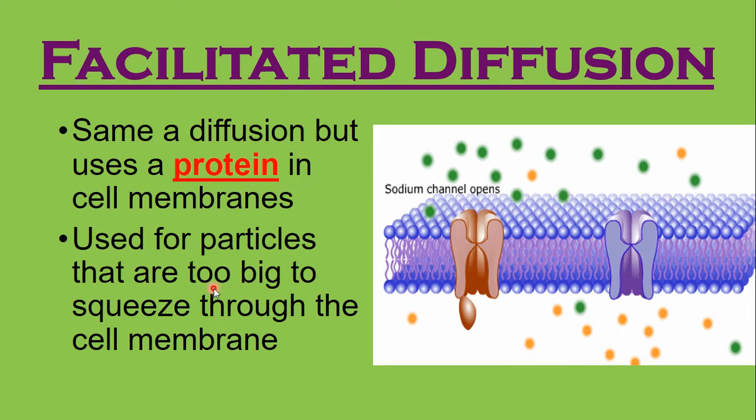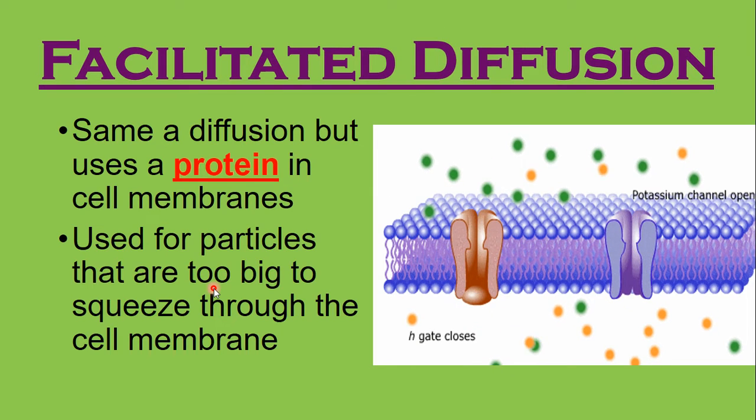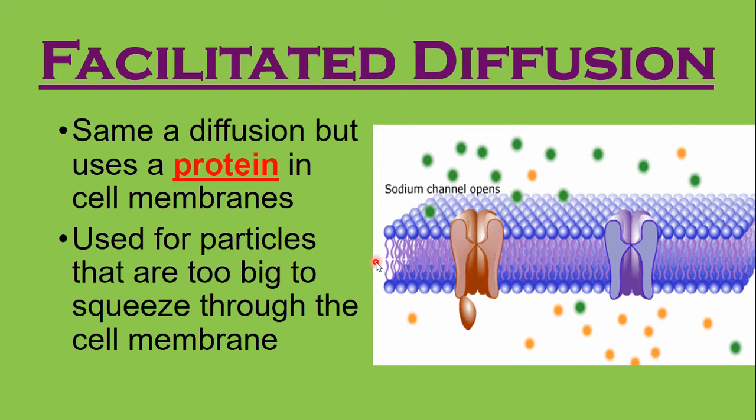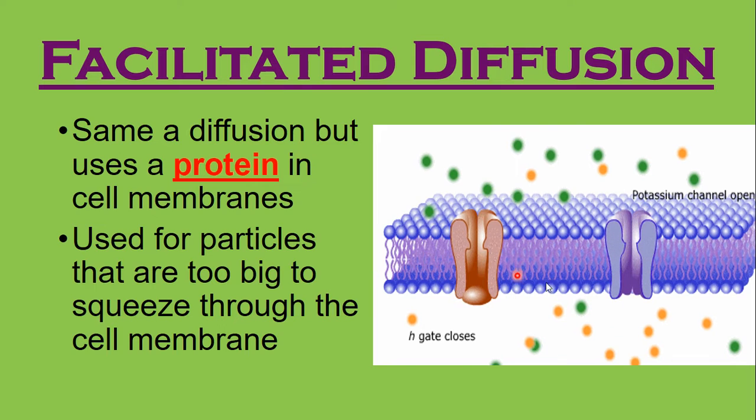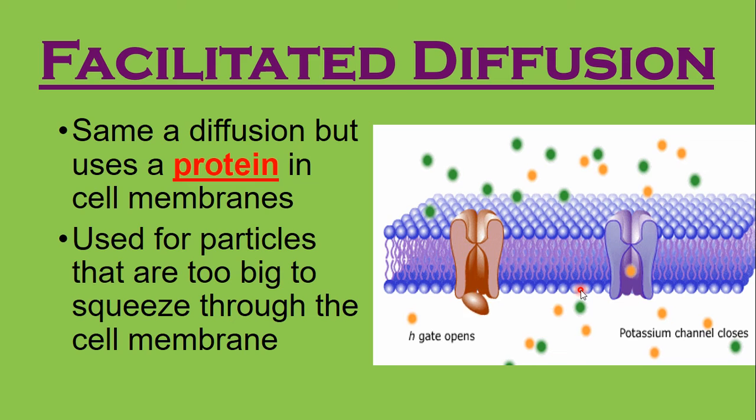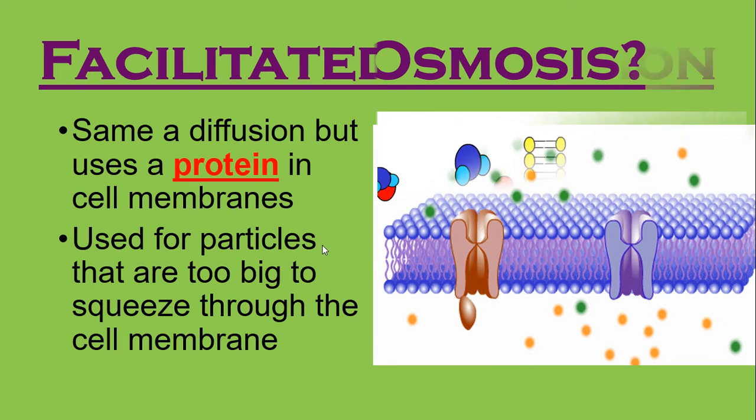There is something called facilitated diffusion. It's the same as diffusion with the particles, but we're going to have to use a protein in the cell membrane. You can kind of see what's going on in the GIF over here. This is when particles are too big to just squeeze through those phospholipids. So we use something called channels and carriers so that things can come in and out.